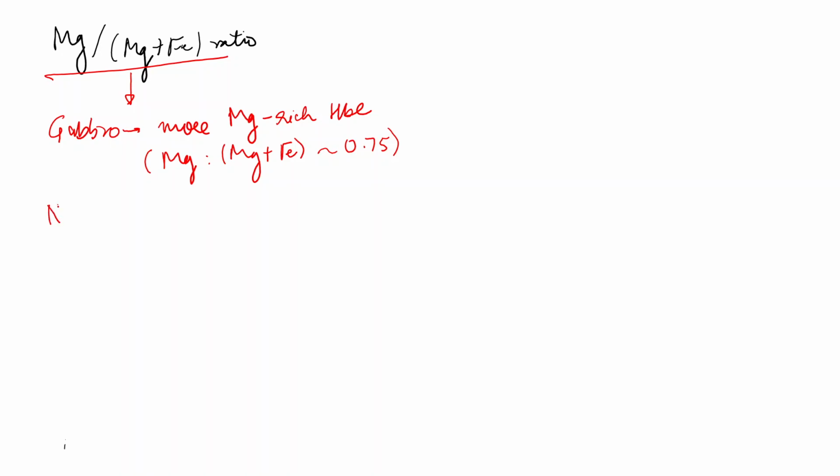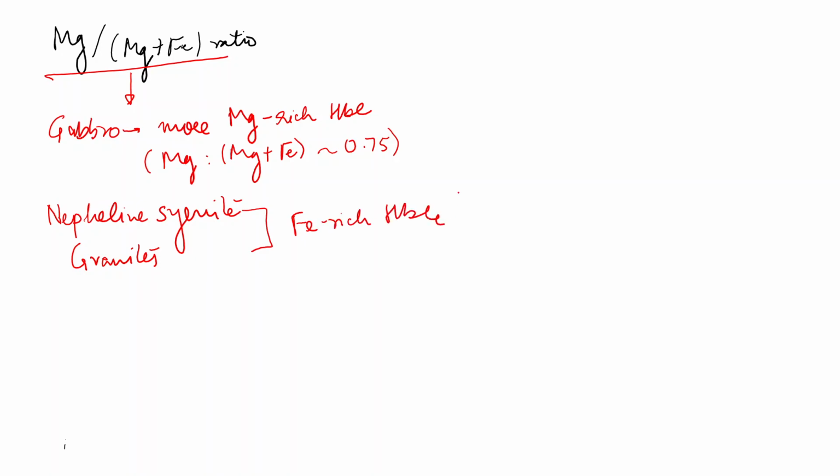While if we have nepheline syenite, or we have granites, in both these cases there is more Fe-rich hornblende. So here the Mg to Mg plus Fe ratio will be close to 0.5. Okay, so this is the variation. Now, hornblendes of basaltic and andesitic rocks normally are rich in alkalis and ferric iron, and they contain less fluorine. Okay, so this was about the igneous rocks.